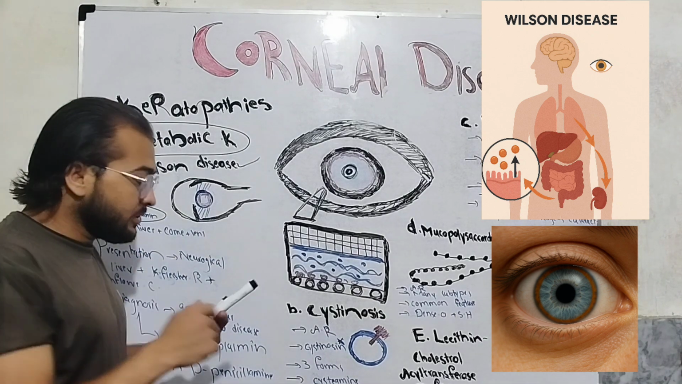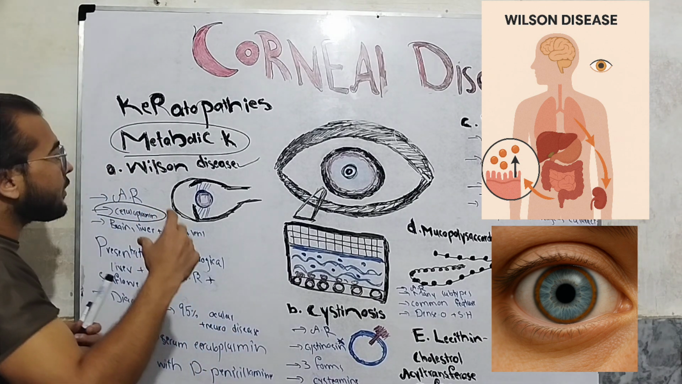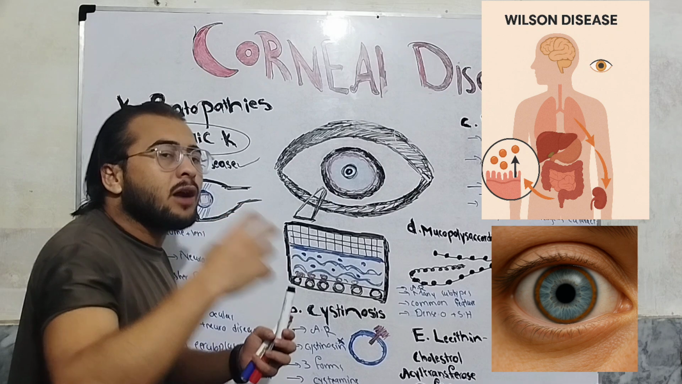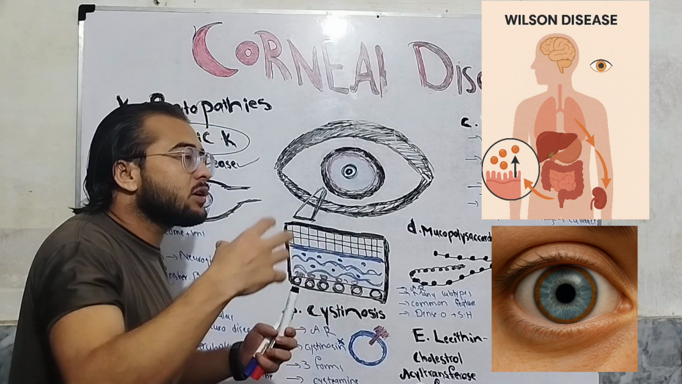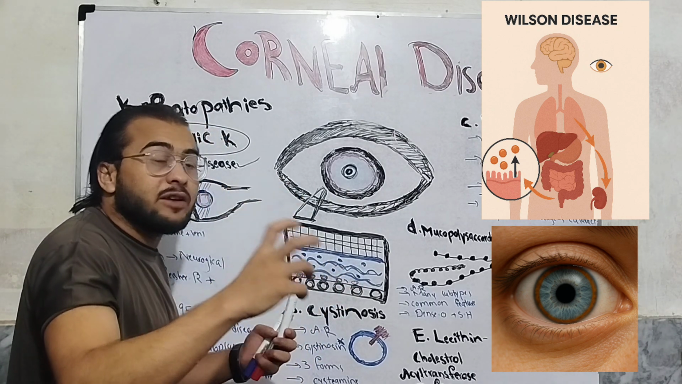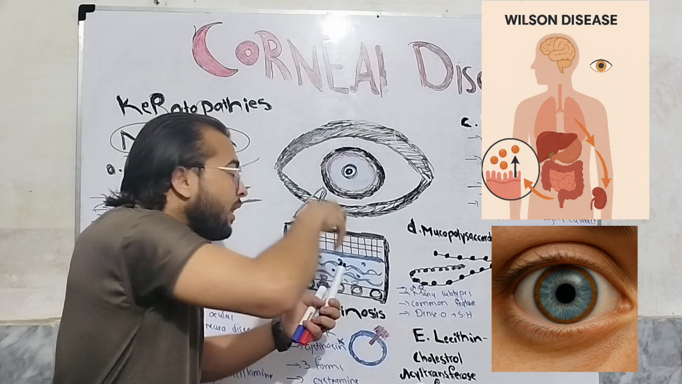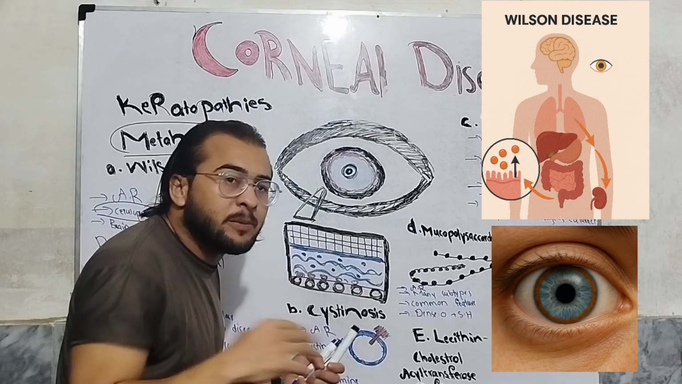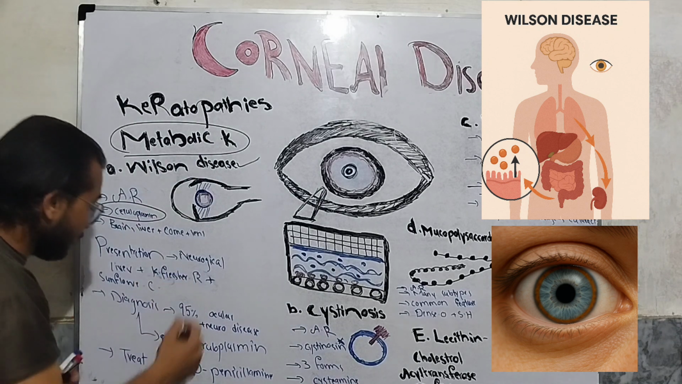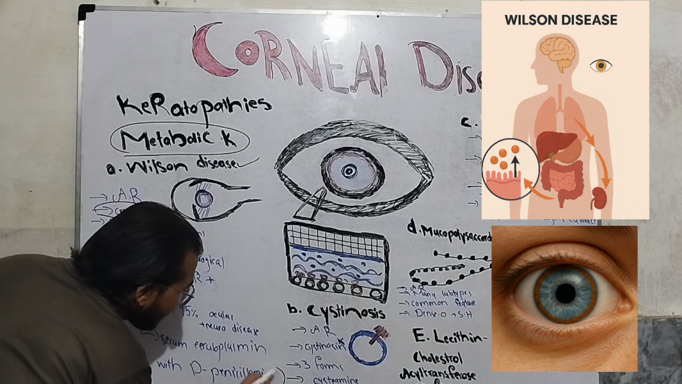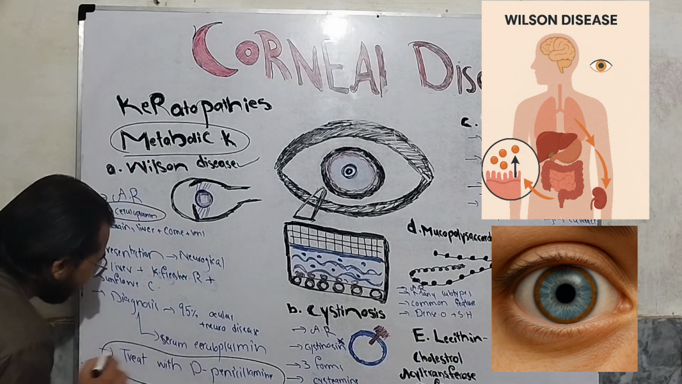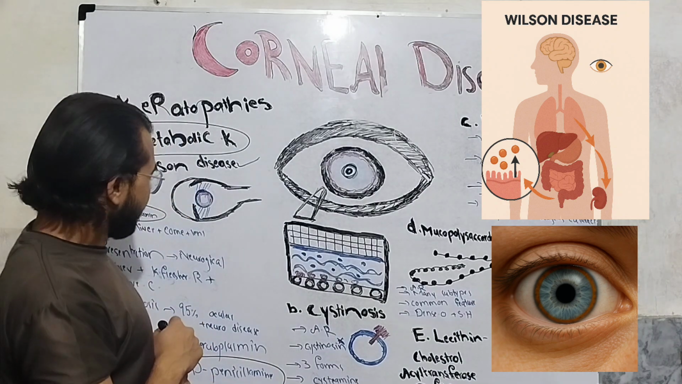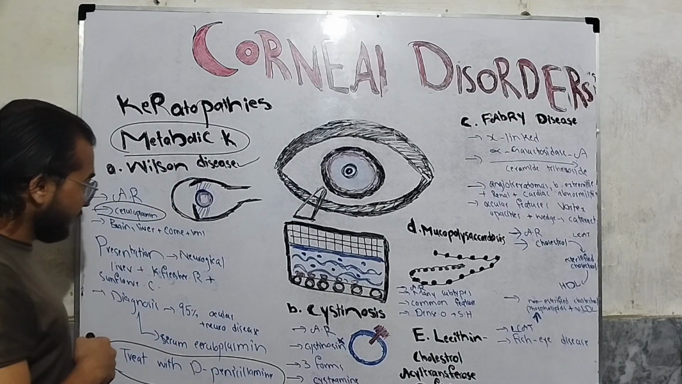The treatment: how can we treat the condition? We will treat the condition by using copper chelating agents. We should use such drugs and medication which bind the copper and remove the excessive copper from different tissues. For example, we can use a drug which is called D-penicillamine. It is a copper chelating agent. So this is Wilson disease.